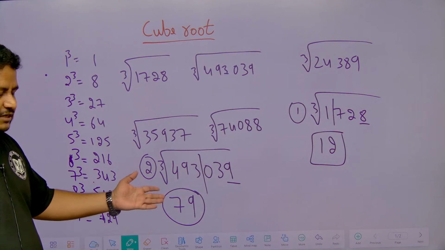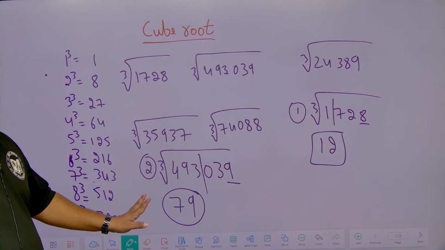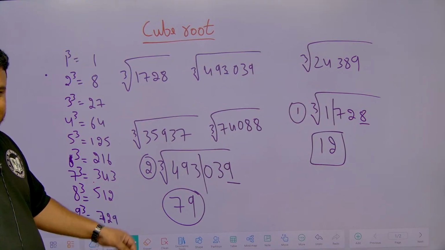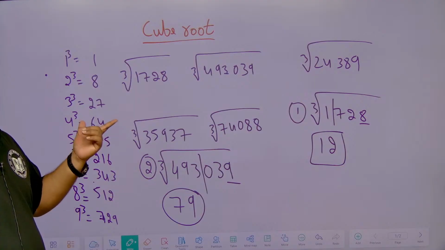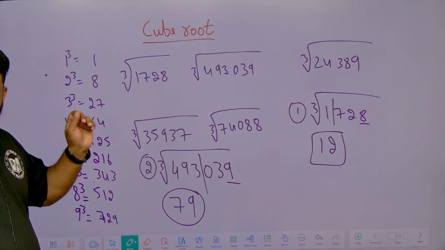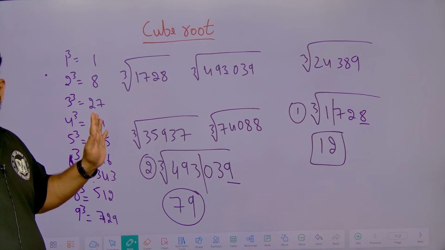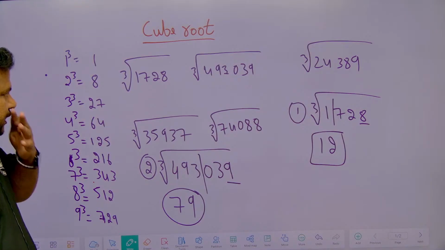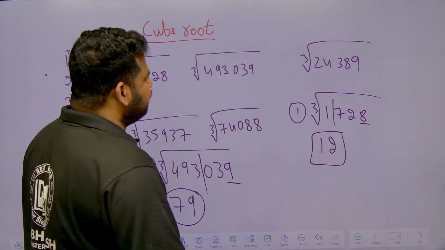79 cube is this one. The cube root of this is 79. Very simple, easily you will get it. You don't have to compare between 2 numbers like how you did in square root. Directly you will get a single number itself. Got it? Understood? Okay. Next, cube root of 24389.